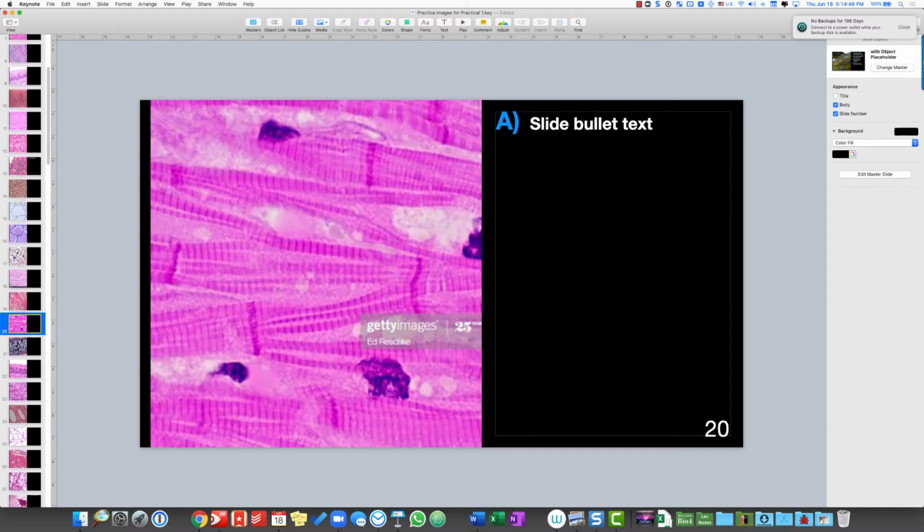This one is not skeletal muscle. You can see the branching pattern to it. So this one is cardiac muscle. And these are the intercalated discs.